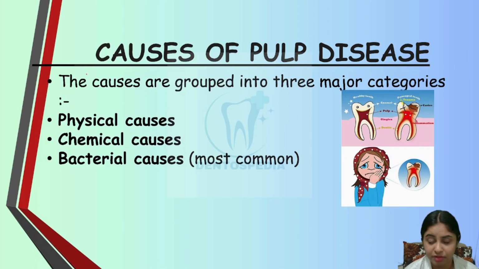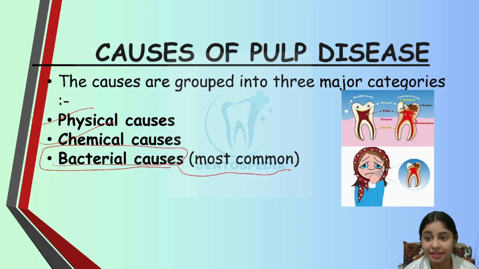Coming to the causes of pulp disease, the causes are grouped into three major categories, that is physical cause, chemical cause or bacterial cause, in which the bacterial cause is the most common. These bacteria enter into the pulp through dentinal caries.